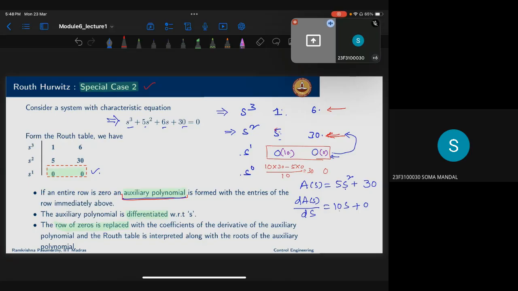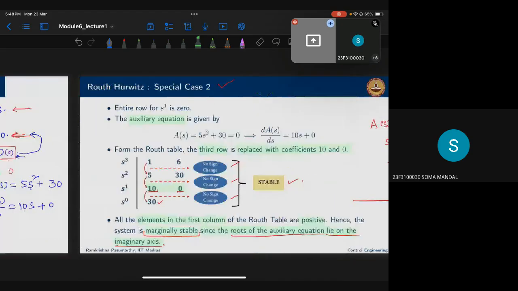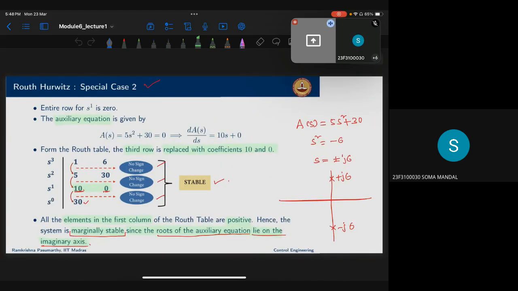So that is how you will proceed. Then again, you have to check the first column. You can see this example here. We are getting 10, 0, and the final one is 30. After that, check whether you have sign changes or not. When you have sign changes, the system is automatically unstable. Again you have to check the roots of the auxiliary equation.